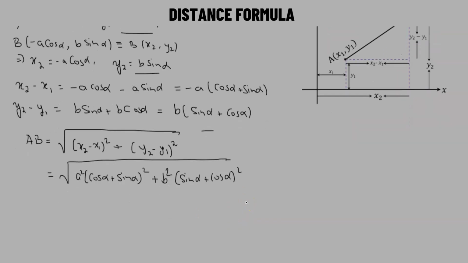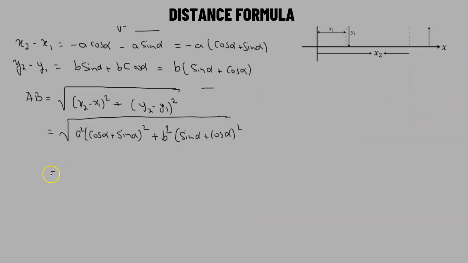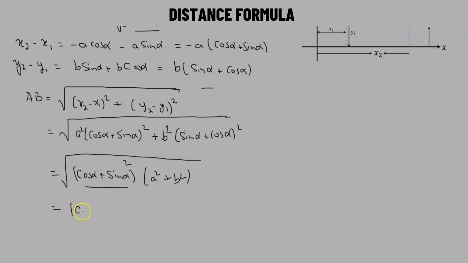Fine. Now what we can do, we can take cosine alpha plus sine alpha whole squared as the common factor. So this will be multiplied to a squared plus b squared. And this entire expression will be underneath the square root. Now this is a perfect square. So when we take its square root, this will be simply the absolute value of cosine alpha plus sine alpha. And square root of a squared plus b squared will be simply square root of a squared plus b squared. So this is the final value. That's the distance between point A and point B.